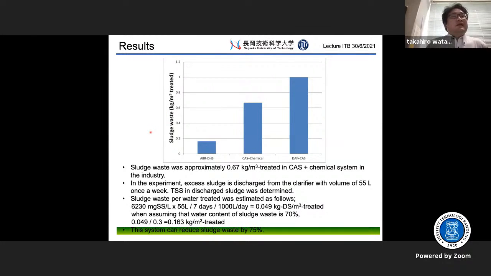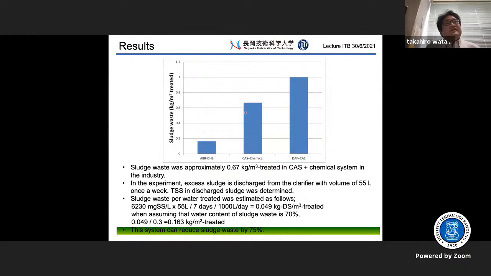So from this experiment, we obtained similar data, and we analyzed that data. Then we can get the estimated sludge waste, comparing our technology with CAS and chemicals, and the DAF and CAS systems. Sludge waste was approximately 0.67 kilogram per cubic meter treated in the CAS and chemical system in the industry.